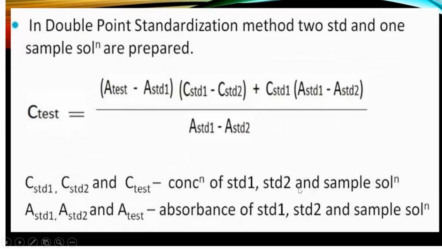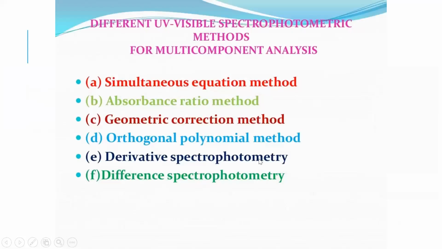Next, double point standardization. Two standards are required here, standard 1 and standard 2. By using this formula, we know the concentrations of the standards, measure the absorbance of the two standards, and measure the absorbance of the test sample. From this, the concentration of the test sample can be determined. Here C standard 1, C standard 2, and C test are the concentrations of standard 1, standard 2, and the sample solution, along with the absorbance of standard 1, standard 2, and the test solution.